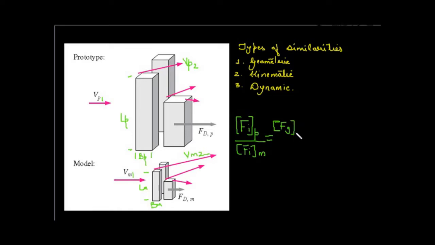So Fg in prototype upon Fg in model, and so on. So these ratios will be called as the force ratio, Fr, force ratio.